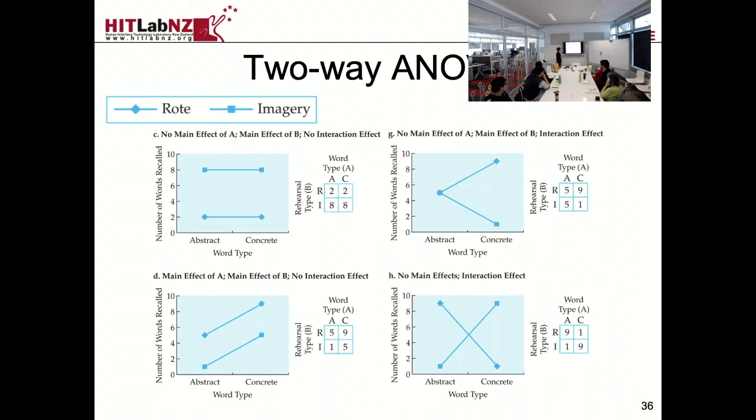There is another type. So what about this one? Do we have an interaction effect? No, that is easy. And what about the main effect for the word type? No, the performance is always the same.